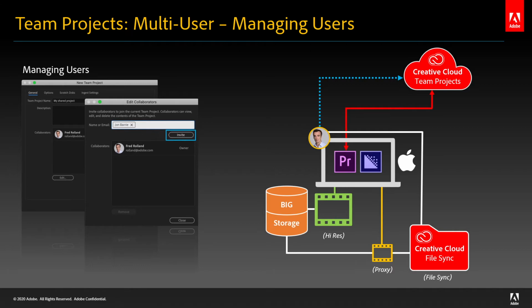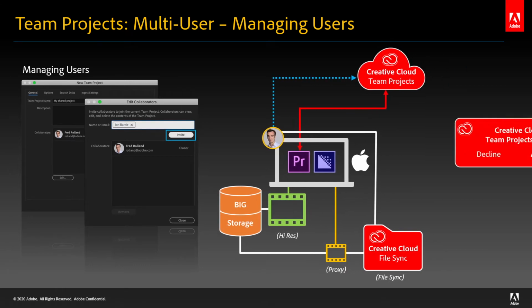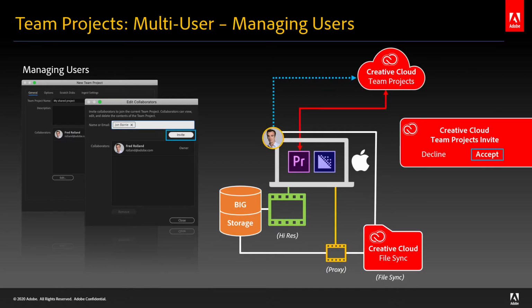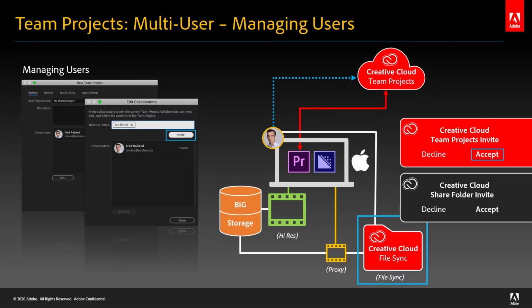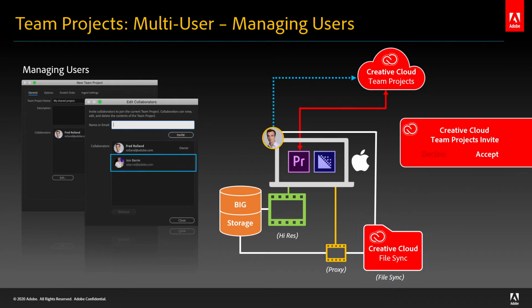New collaborators are invited from the same user interface. The invited collaborators receive an invitation notification via their Creative Cloud desktop app to decline or accept. At this point, I want to call out that the file sync folder in this diagram is not associated with the Team Projects invite and must go through a separate invitation process covered later in the presentation. Once accepted, collaborators can open the latest shared version.